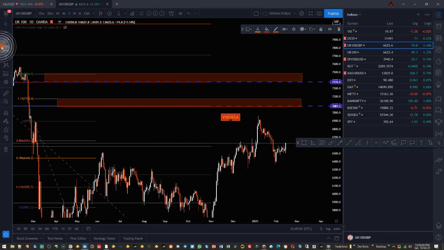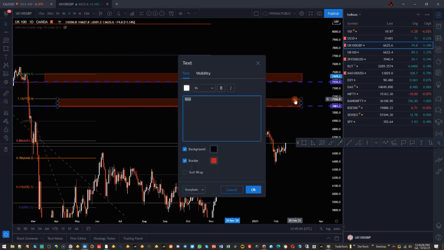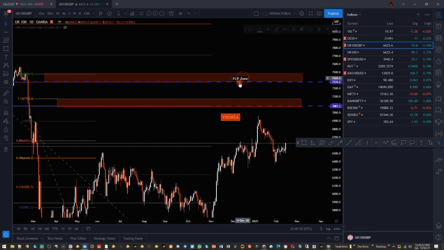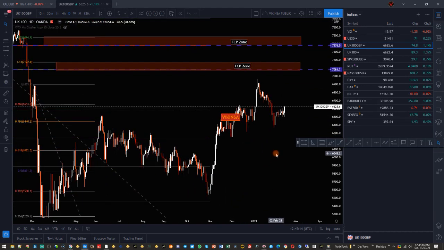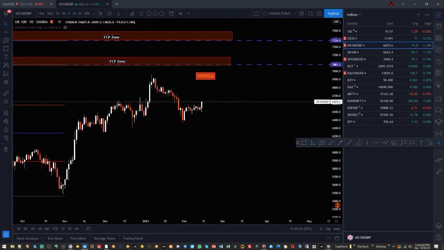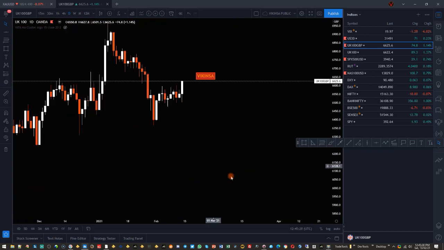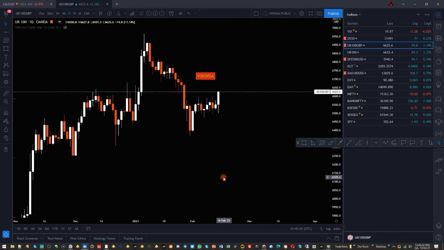So this is the FCP zone, and this is also an FCP zone, but this is on the bullish side of things. And remember, nearly all indices and the entire market kind of follow the SNP500 and US30. So if they start to fall, then this can also fall. So you cannot just rely on the bullish side of things. You should also focus on the bearish side of things.